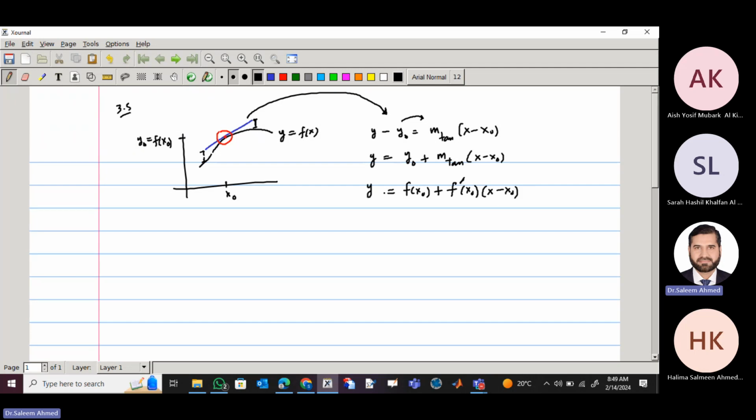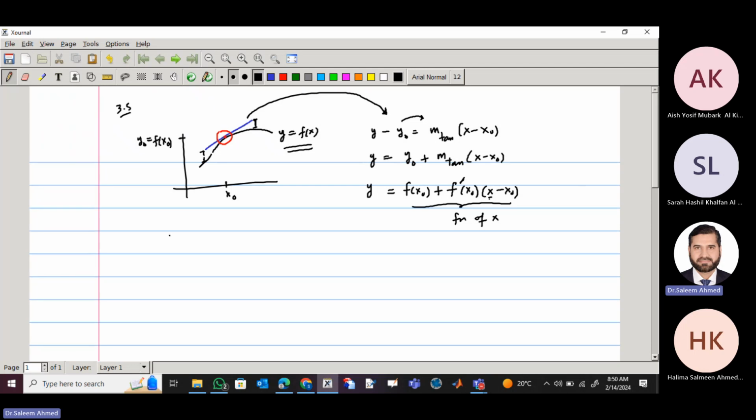This is the function on the right hand side. It's a function of x, because x is a variable here. So this one is the equation of the blue line, and y is equal to f of x is the equation of this black line, right?